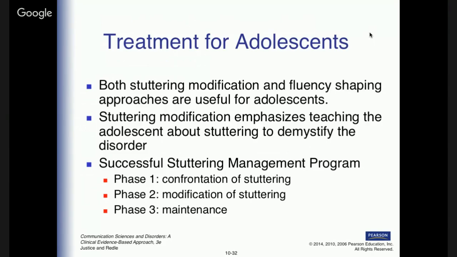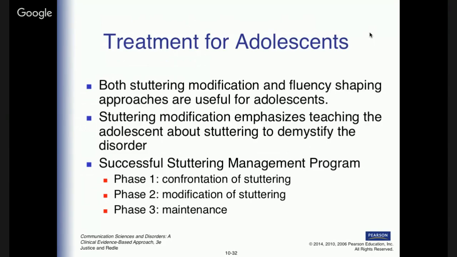Modification teaches the adolescent about stuttering to demystify the disorder. So part of stuttering modification also, I want kids and adults to know what stuttering is, to know how they stutter, to know why they stutter, to just completely understand it, to be able to talk about it, to be able to tell people about it, to be able to do it on purpose. So that they demystify it. It's not scary, it's not weird, it's just something they do. It's just how they talk, not a big deal.